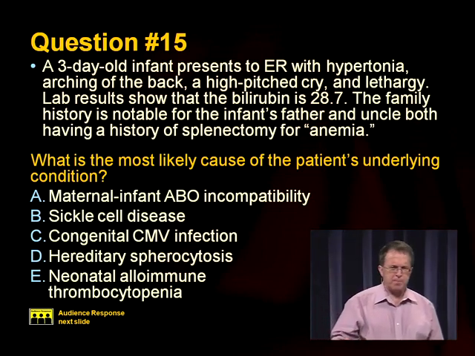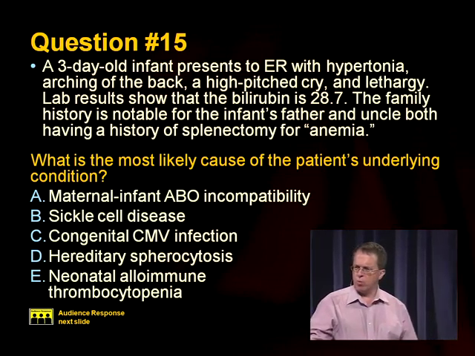So what's this patient got going on? Okay, and what are you going to see in their brain? Yeah, you're going to see bilirubin deposits, right? It's just horrible. So what caused this child's underlying condition? A maternal infant ABO incompatibility, sickle cell disease, congenital CMV infection, hereditary spherocytosis, neonatal alloimmune thrombocytopenia.